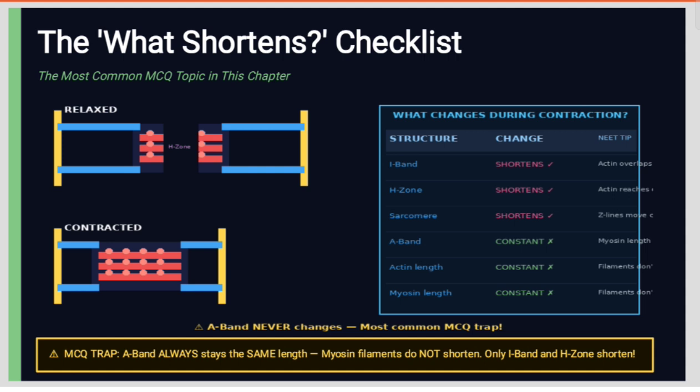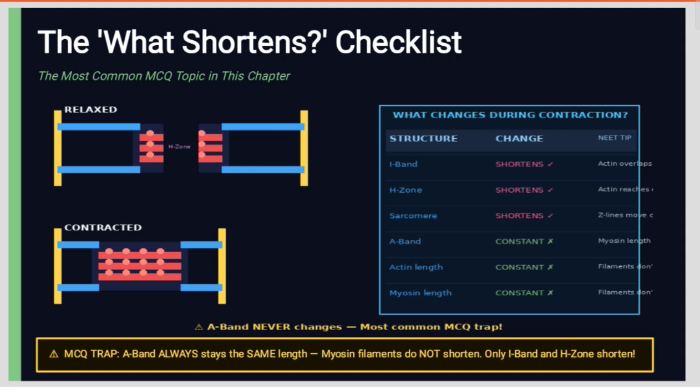They only slide relative to each other. This is the essence of the sliding filament theory. The golden rule: filaments slide, they do not shorten. The sarcomere shortens because the actin slides over the myosin, reducing the distance between the Z lines. Memorize this: I band shortens, H zone shortens, sarcomere shortens, A band constant, actin length constant, myosin length constant.